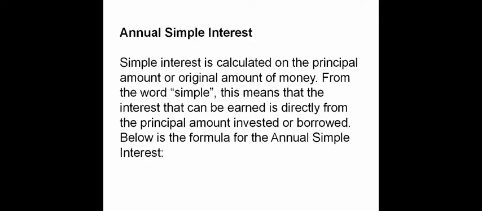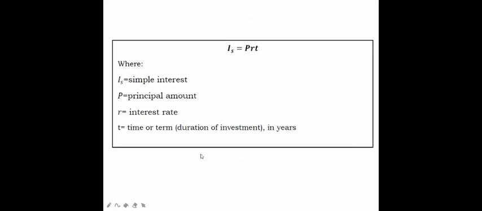Let us start first with annual simple interest. The simple interest is calculated on the principal amount or original amount of money. From the word simple, this means that the interest earned is directly from the principal amount invested or borrowed. So we have the formula for annual simple interest.